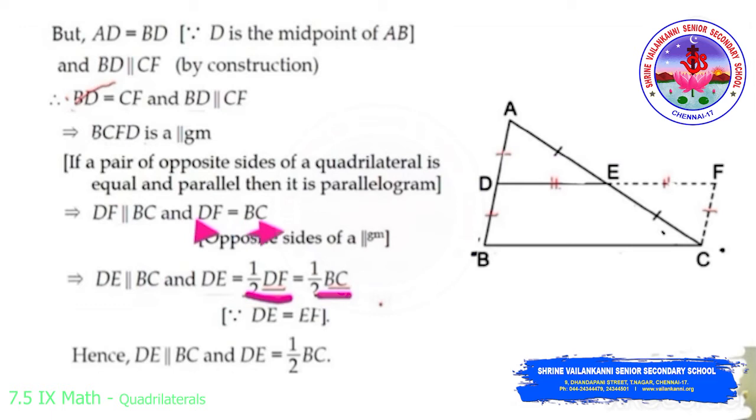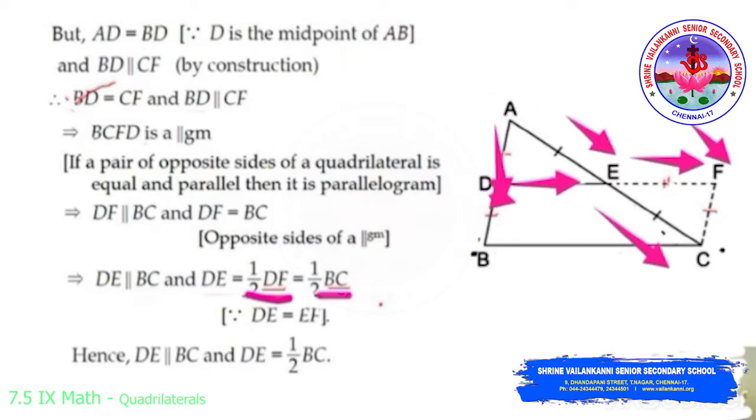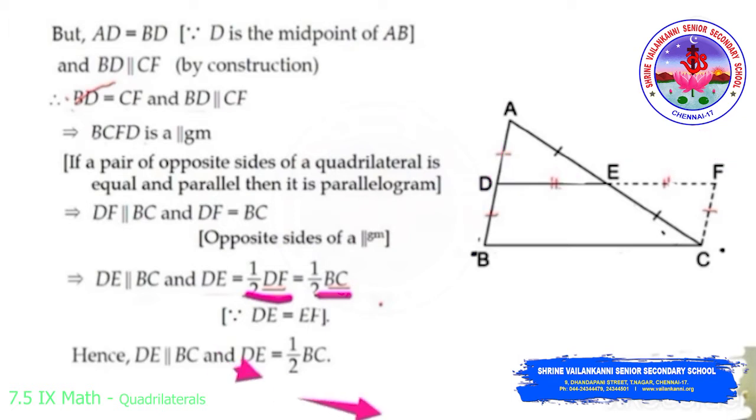Multiplying by half on both sides of DF and BC, half of DF I am writing as DE, since they are corresponding sides of the congruent triangles. So half of DF is DE, which is equal to half of BC. So we have DE parallel to BC and DE equal to half of BC.